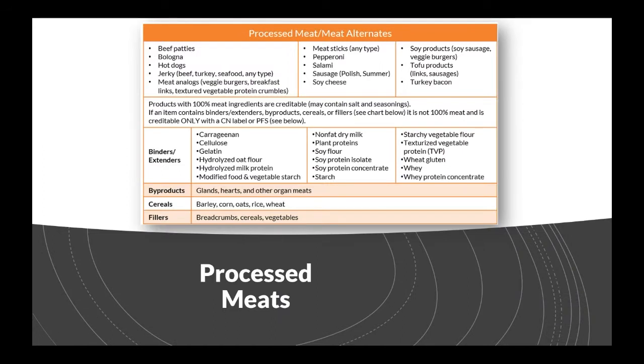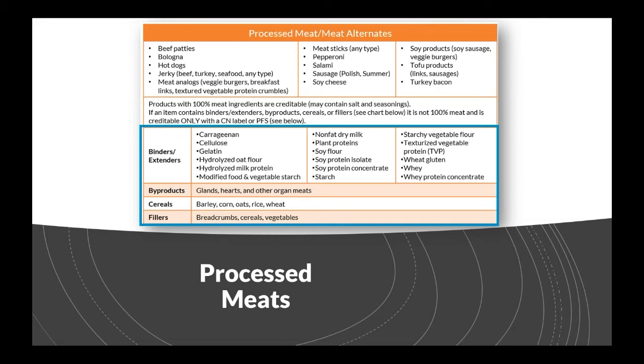So now we're going to talk about processed meats, which are a bit different than combination foods. These include items such as hot dogs, pepperoni, and sausage. Processed meats may seem like they're 100% meat, but they may contain binders and extenders, byproducts, cereals, or fillers. Examples of these are listed in the guide and shown on the slide.